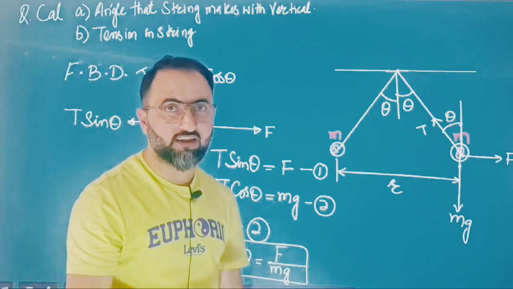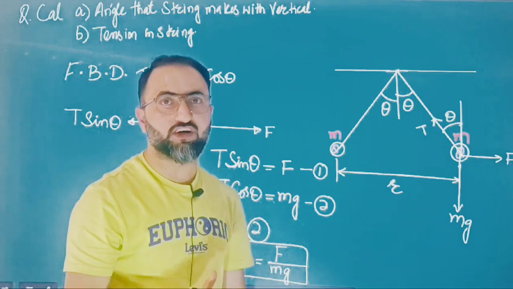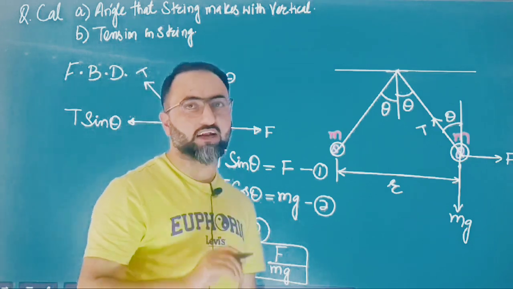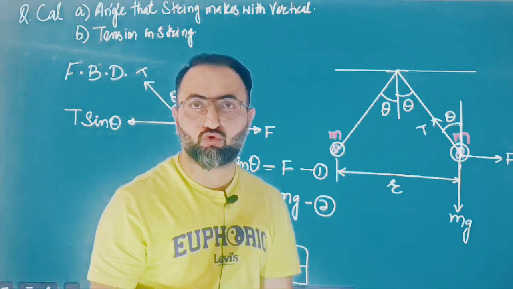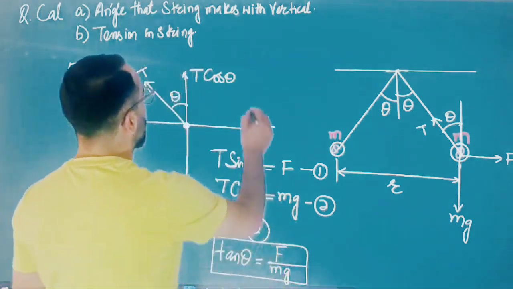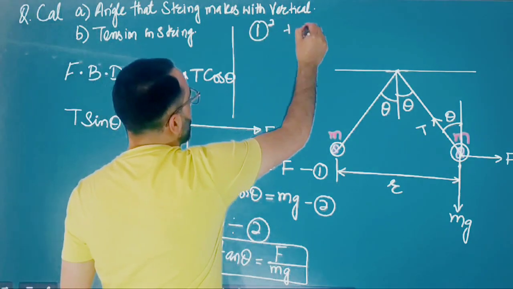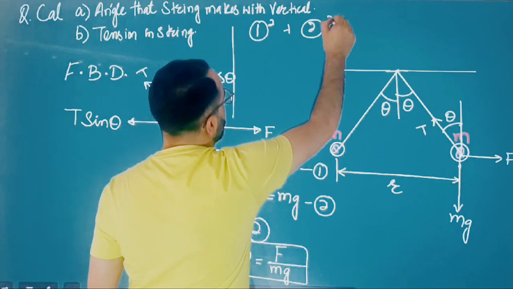Now think, how will we find T? What I will do is square the first equation, square the second equation, and add them. Why am I doing that? Because sin square theta plus cos square theta will be equal to 1 and theta will be out of the equation. I'll write equation number first square plus equation number second square.